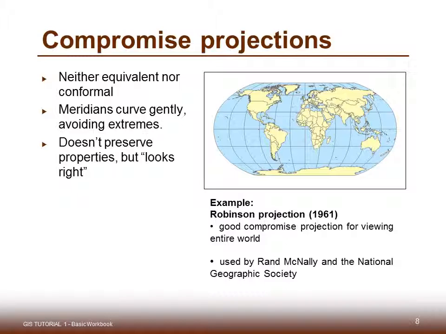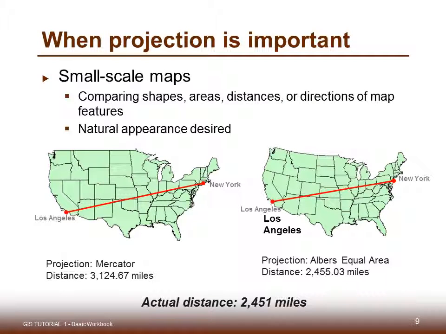A compromise projection is neither equivalent nor conformal. In this case, the Robinson projection is a good compromise projection that's meant to show the whole world. This is a very common projection to be used for global thematic mapping because it shows the land areas to be roughly approximate to what they are in reality. The meridians curve, but they're not too extreme. But there's no way you could use this map for navigation or other purposes related to that.